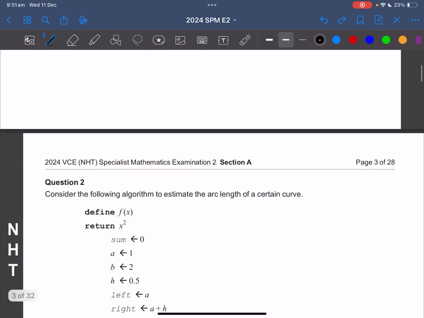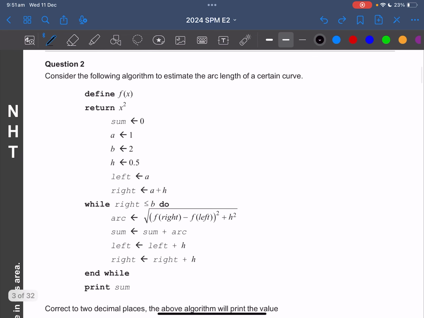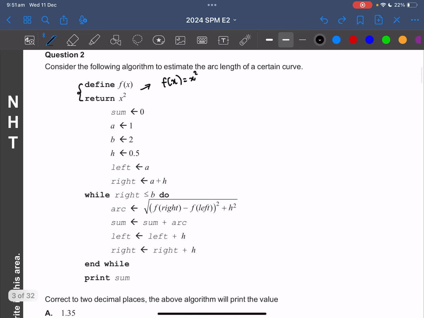Okay, so question 2, we already have the pseudocode. So consider the following algorithm to estimate the arc length of a certain curve. Define f of x, return x squared. So it's very important that you understand the code. All this is saying is f of x is equal to x squared, and then these are the variables that we are going to be using in this following pseudocode, I should say.